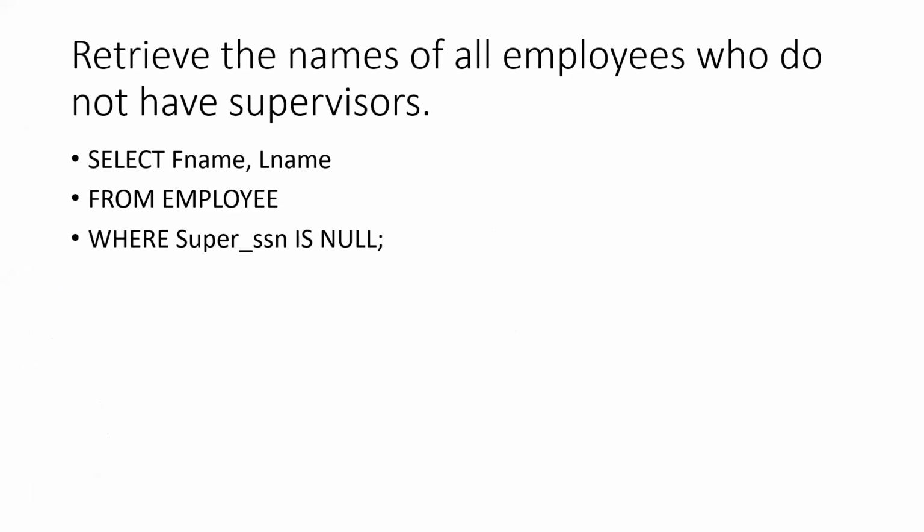In an SQL table, if a particular attribute value is absent, it is usually represented using null. If the value is absent, that cell contains the value null. So the name of all employees who do not have supervisors. That means if an employee does not have a supervisor, the super SSN value is null in the cell.